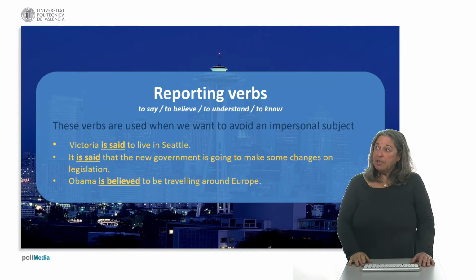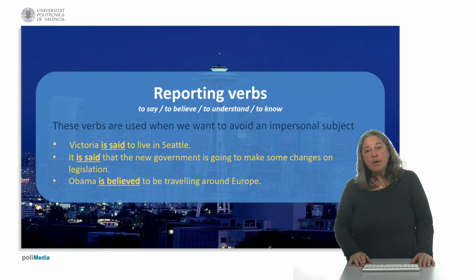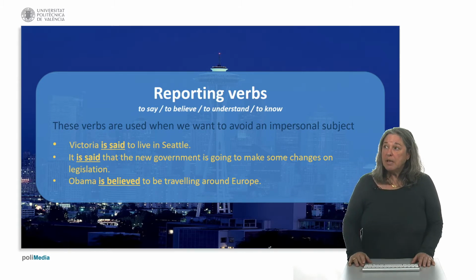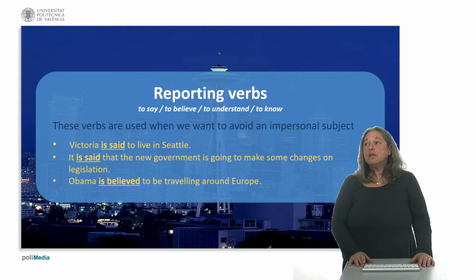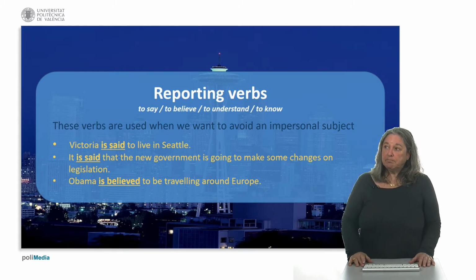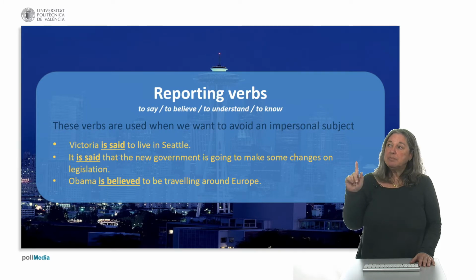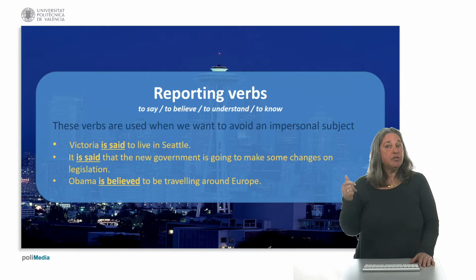Now, with reporting verbs, such as to say, to believe, to understand, to know, we can use these verbs when we want to avoid the impersonal subject. For example, Victoria is said to live in Seattle. It is said that the new government is going to make some changes on legislation. Obama is believed to be traveling around Europe.